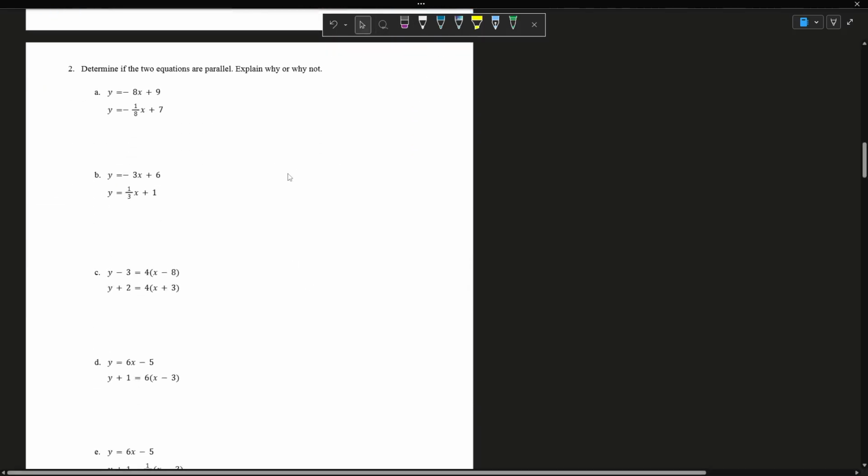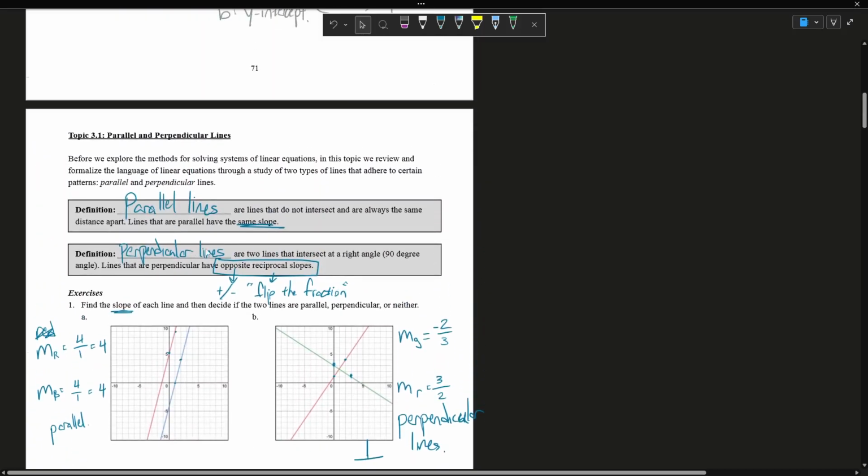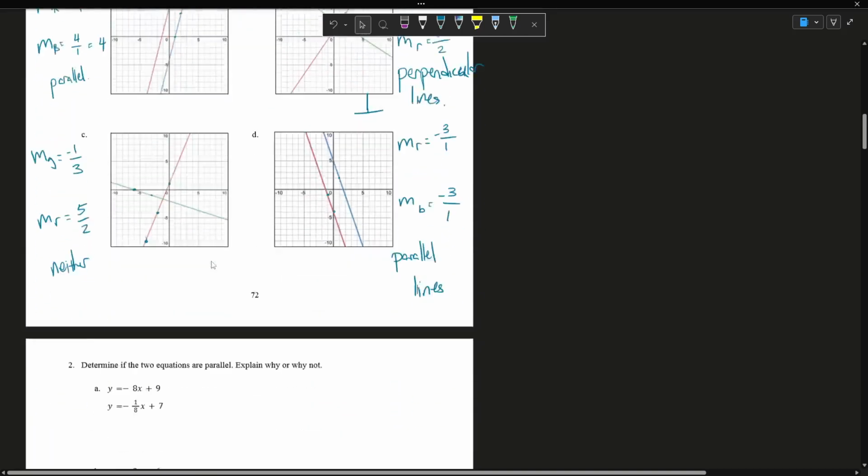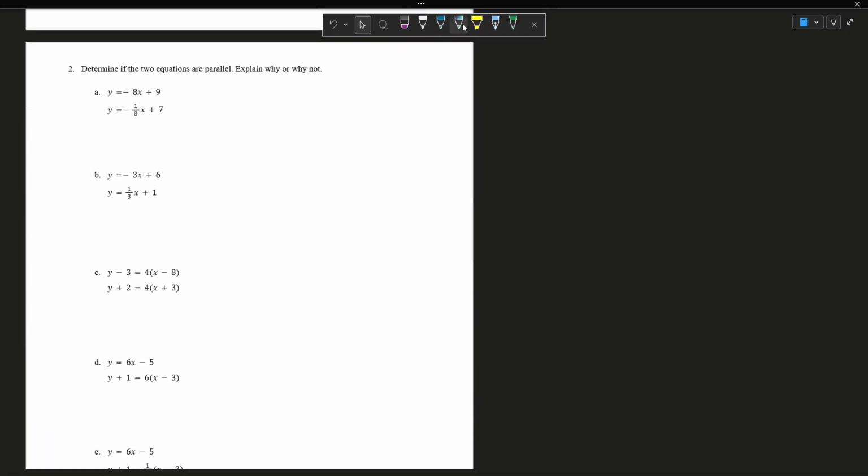Now, we don't have graphs anymore, but we have to look through our forms and find the slope. So let's go through it. We'll just continue working through here. So we want to first identify what form we have. And if we don't have one of the forms, we want to change it to be one of the forms.